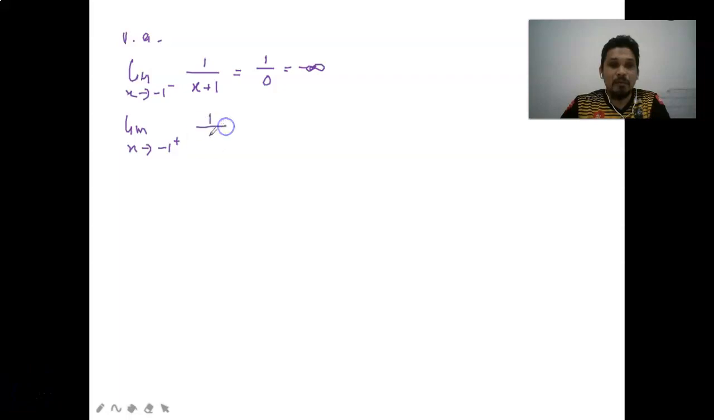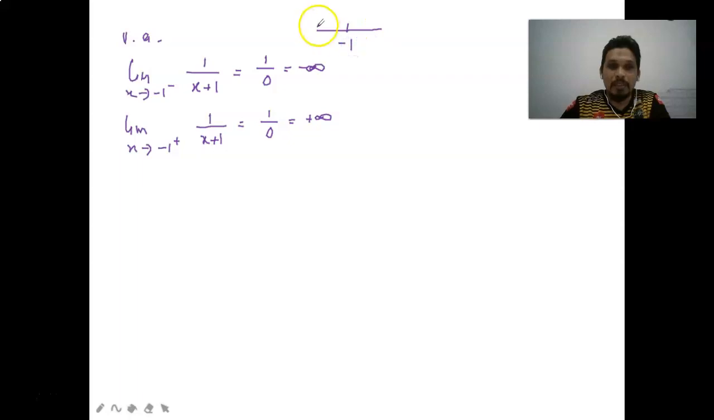And 1 over x plus 1, when x approaches negative 1 from the right side, just imagine the value of x approaching negative 1 is getting closer and closer. We imagine negative 1 plus 1 equals 1 over 0, then it gives you positive infinity.